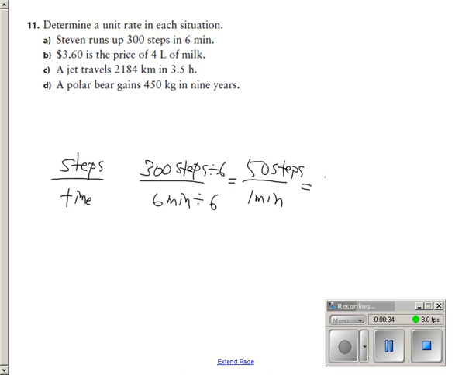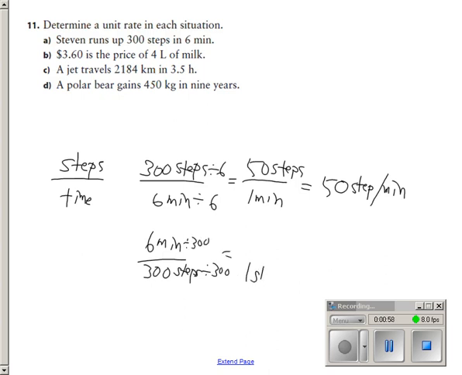Now, is that the only rate possible? No, it's not. I can make another unit rate. If I was to take it and reverse it and put 6 minutes on top and 300 steps on the bottom, I could divide both by 300.